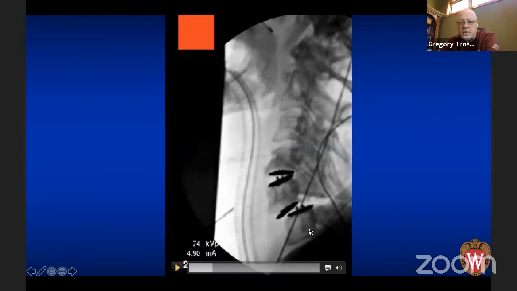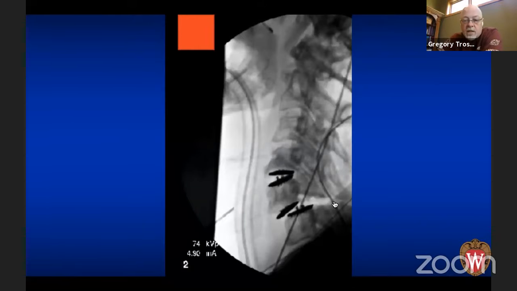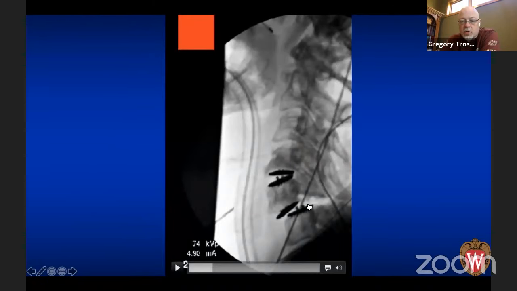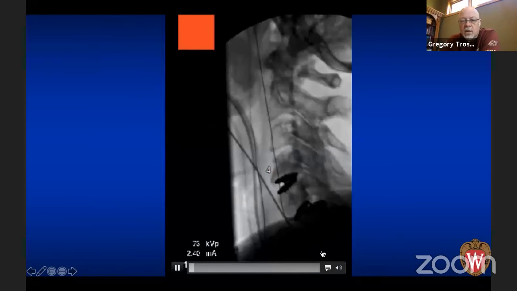So we went posterior first to do a complete release, and you can see these aggressive foraminotomies with a little laminectomy to try to get things to open up. So that's her posterior release. And then we went in the front and said, let's see what we can do. I was concerned about being too aggressive because I wasn't sure the polyethylene core was stuck on here yet.